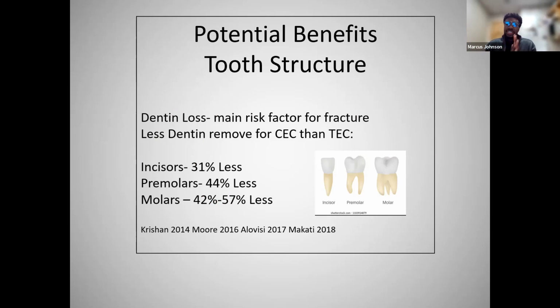Potential benefits of tooth structure. This is going to lead us into the next discussion of the hierarchy of tooth needs. Dentin loss, as we already discussed, is a main risk factor for fracture. Again, structural failure. If you look at conservative endodontic access versus traditional endodontic access, we can see that you're going to have around 30% less of that dentin removed when we employ those conservative techniques and skills. Premolars the same, and of course molars, with a conserved endodontic access, you're going to preserve more dentin. If you preserve more dentin, ideally you should be able to resist fracture, and if we can resist fracture, we can preserve those teeth for a much longer time.